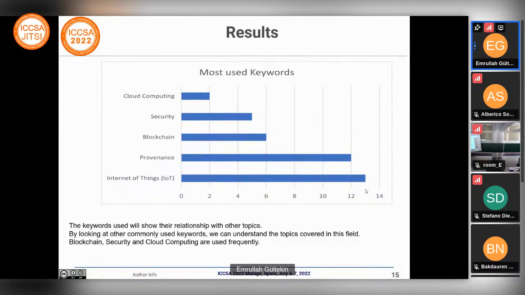Topics. As you can see, provenance and Internet of Things are the most used keywords. This is natural because these are our search strings. And blockchain, security, and cloud computing are other keywords.